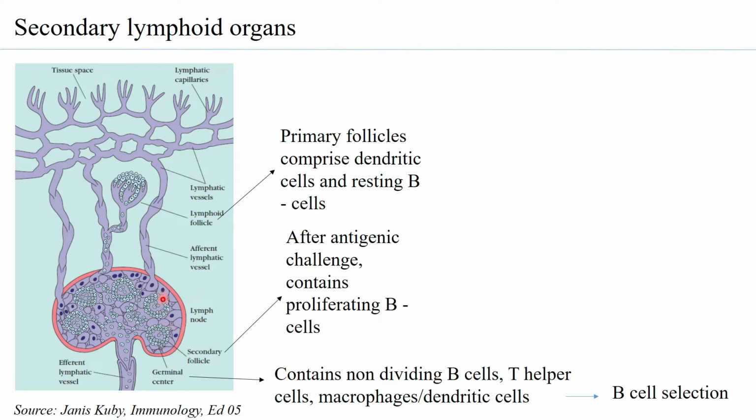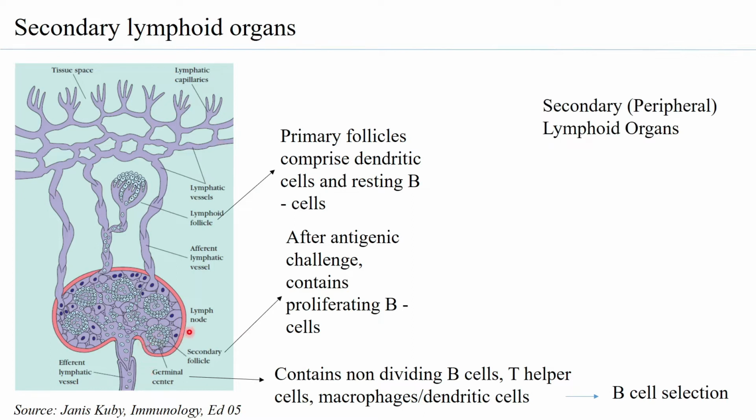So this is very important with respect to secondary lymphoid organs. The secondary lymphoid organs will specifically produce an immune response against a specific antigen, and that happens when they actually encounter an antigen. So this is exactly what happened over here.